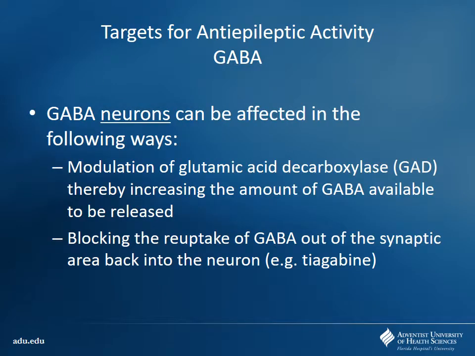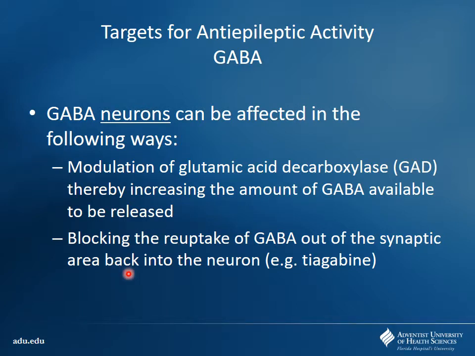All right. So we can affect GABA neurons in several ways. One, we can make the channel work more quickly or more often, right, to open up and allow more chloride to flow through. The other thing we can do is change how the body's handling GABA, right? Neurotransmitter metabolism is a very important way we can do this. For instance, we can modulate this enzyme called glutamic acid decarboxylase. By changing this, we can allow for an increased amount of GABA to be available to be released from the neuron. I'll show you a picture of this in just a second.